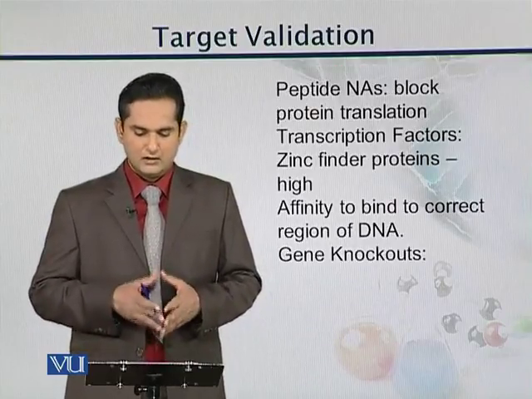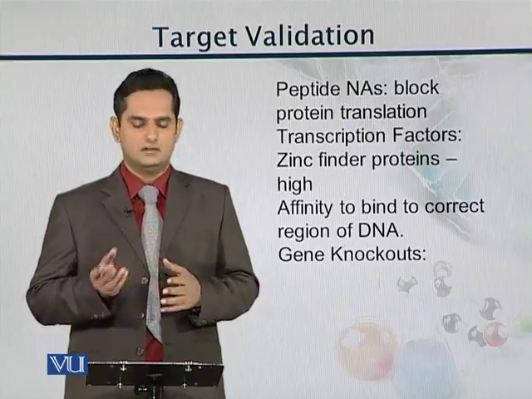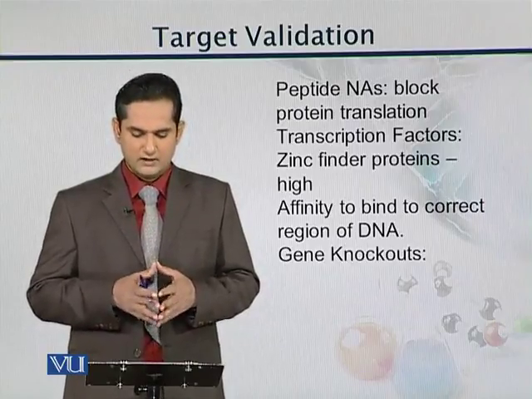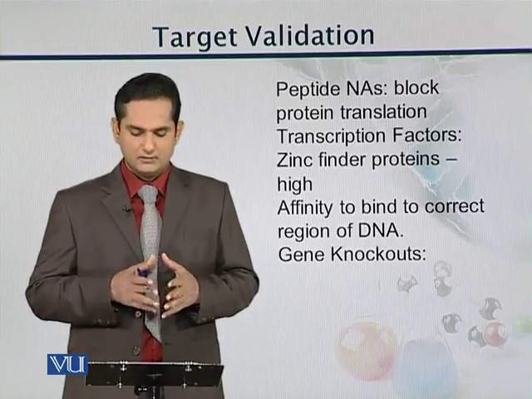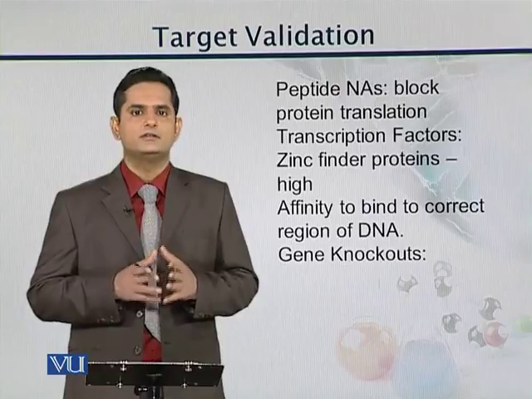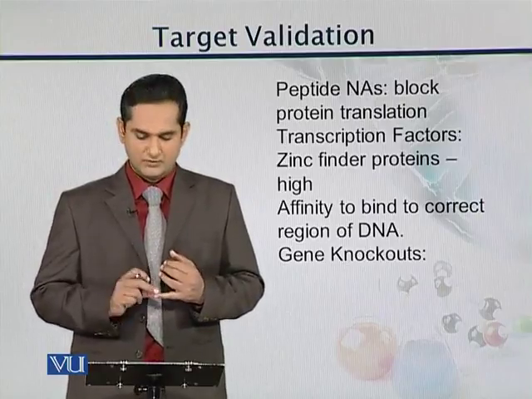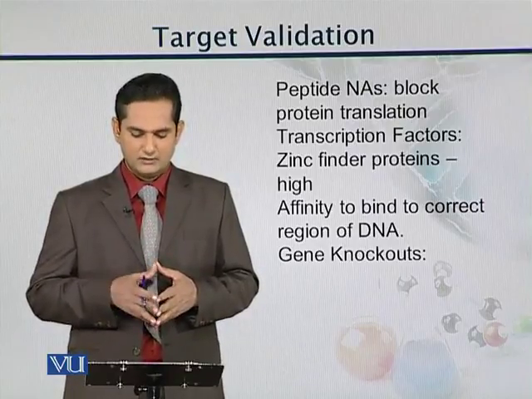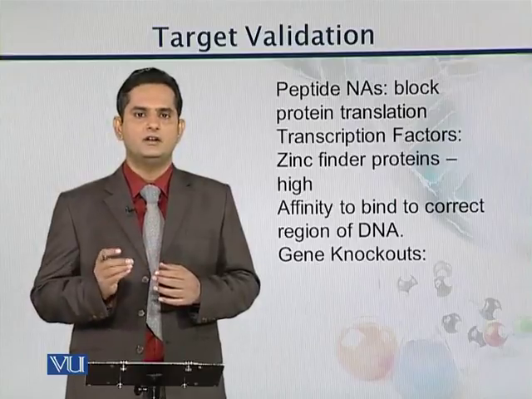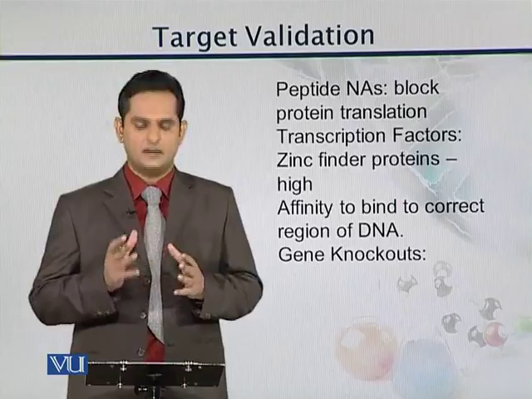Then we have two other categories of target validation compounds, which are peptide nucleic acids. Peptide nucleic acids basically block protein translation. And then we have transcription factors; an example given here is zinc finger proteins, which have a very high affinity to bind to the correct regions of affected DNA.